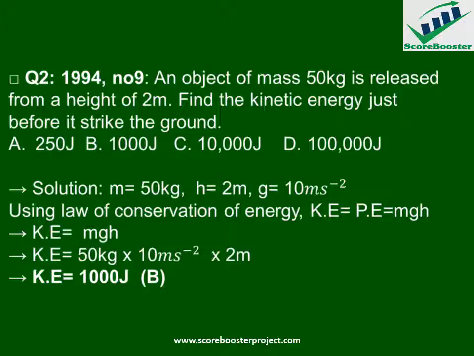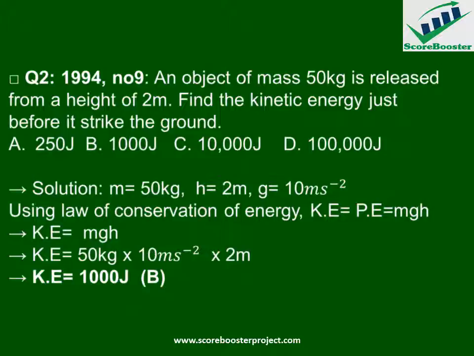Now the next question we shall be considering comes from 1994, number 9, and the question goes thus: an object of mass 50 kg is released from a height of 2 meters. Find the kinetic energy just before it strikes the ground. Option A is 250 joule, option B is 1000 joule, option C is 10,000 joule, while option D is 100,000 joule.